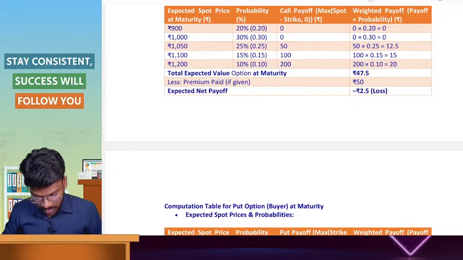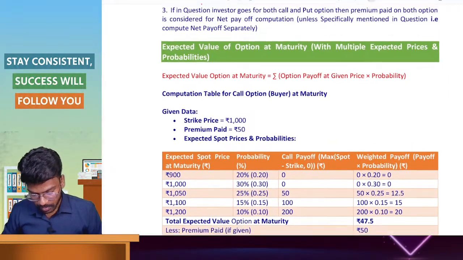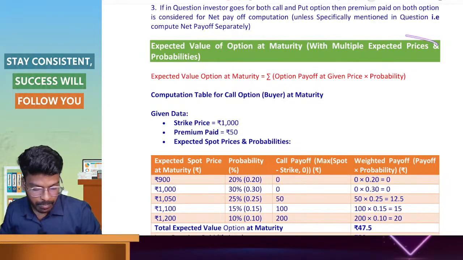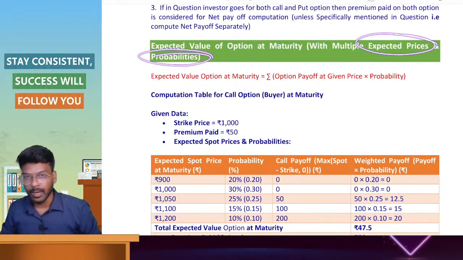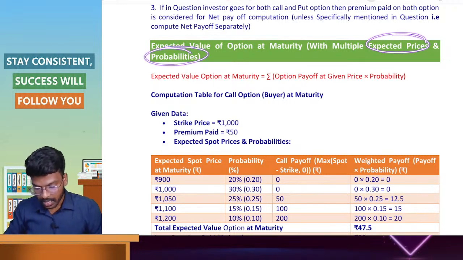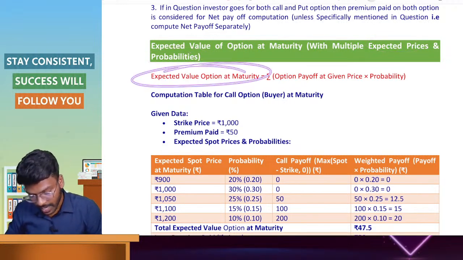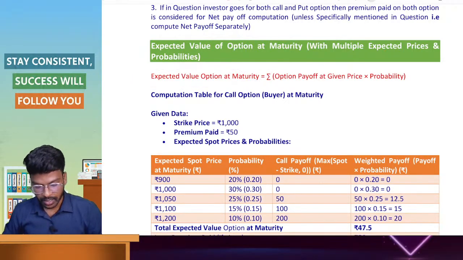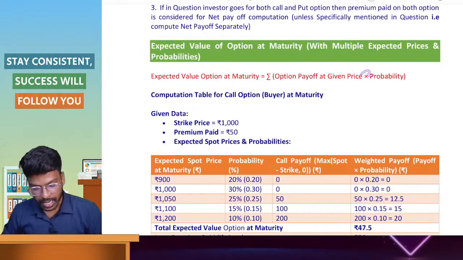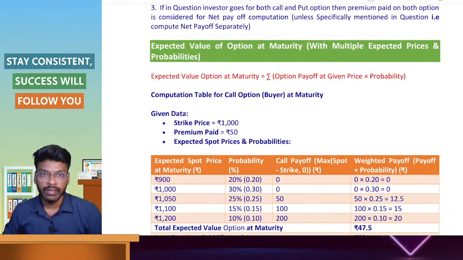I'll discuss another problem: expected value of an option at maturity with multiple expected prices and probabilities. If the question gives multiple expected prices and probabilities, we have to compute the expected value of the option at maturity. That is the option's payoff value at a given price multiplied by the probability.